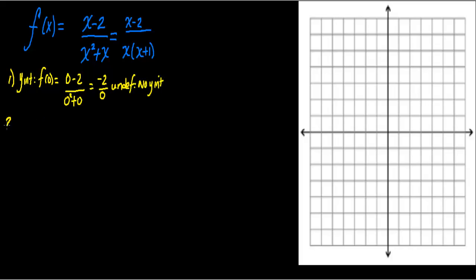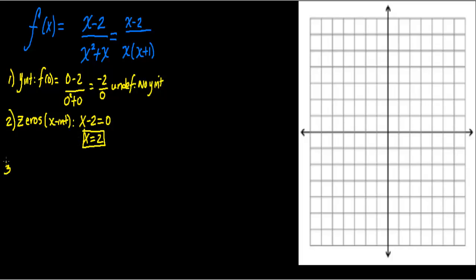Second step, find the zeros. The zeros are nothing more than x-intercepts. We're going to look for the x-intercepts, and to do that I'm going to take the numerator, x minus 2, and I'm going to set it equal to 0 and solve for x. X is equal to 2. There is your x-intercept, or your 0.